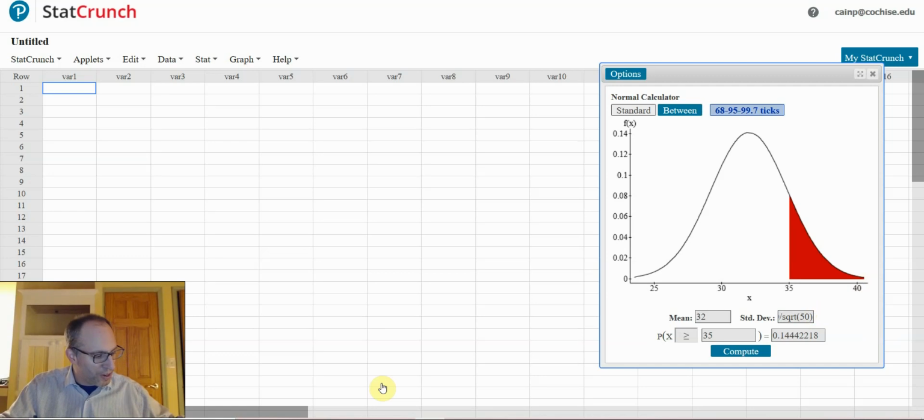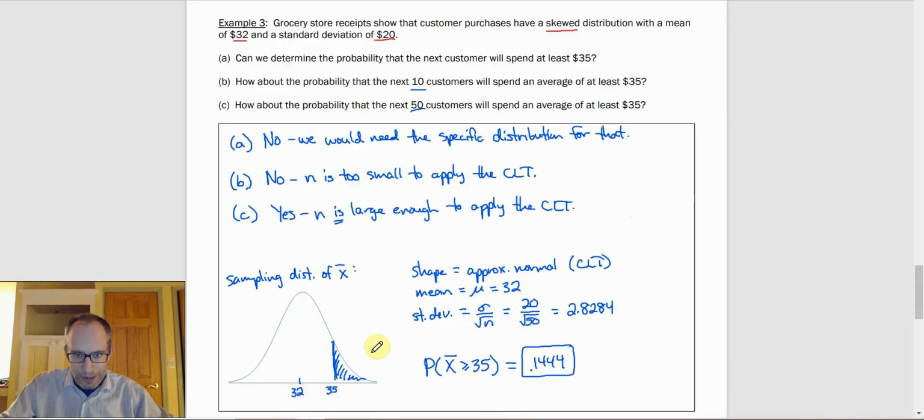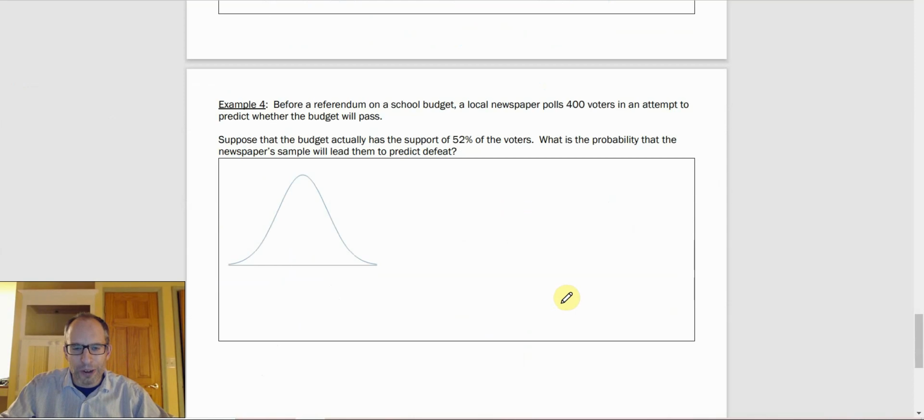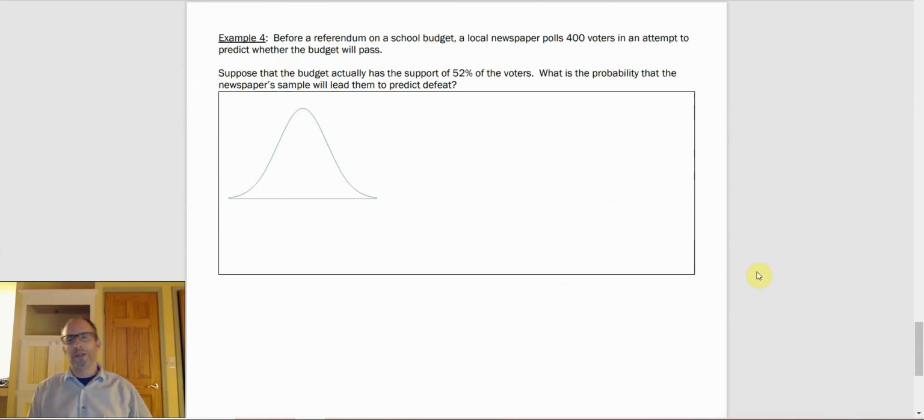Okay, so then I think we've got one last example in here. Before a referendum on a school budget, a local newspaper polls 400 voters in an attempt to predict whether the budget will pass. Now, notice that there's a thing in here that you would never know in real life, like the population proportion. So this is kind of a manufactured scenario, but it builds up to when you would do it for real. If you're thinking, wait a minute, you wouldn't know that part, no, you wouldn't, but just go with it for now.